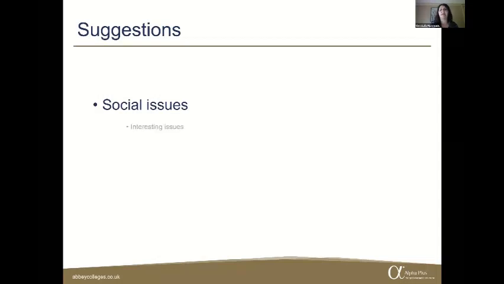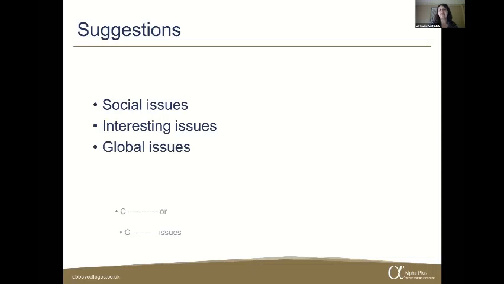Let's go on. These are some suggestions that had been made to me in previous lessons. Social issues. So yes, well done to those of you who said they connect to society. They are indeed social issues. They affect society. In the past, I have been told that they are interesting issues. They are also global issues. They affect every single country. These problems exist worldwide. Now, I personally had 2 adjectives in mind, both of which begin with the letter C.